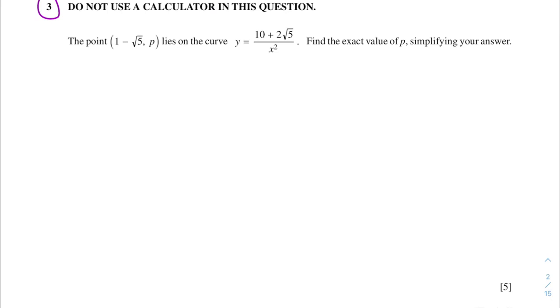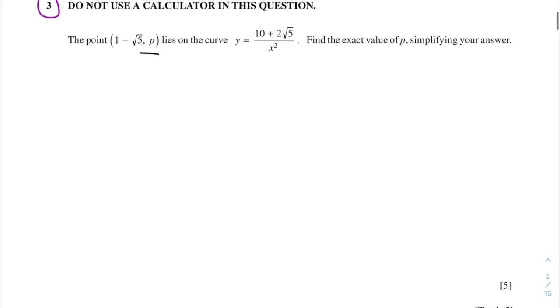It says that the point, this, okay, lies on this curve. Well, that English really means that if I put the x value, okay, this is the x value, into where I find x, then the answer I will get should be the y value. And the y value in this case is p, because that's what it is. So let's solve it and see how that goes. So we are just basically doing a substitution.